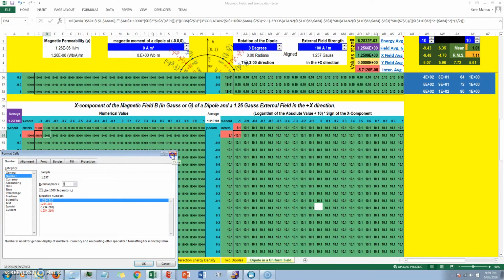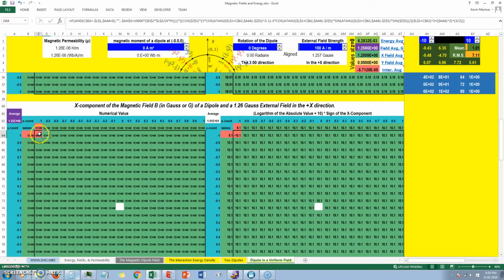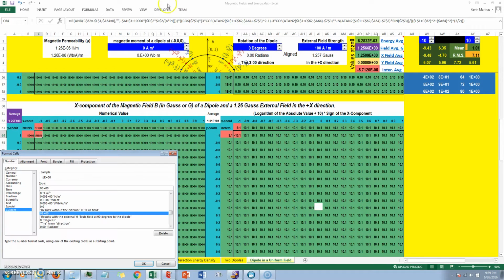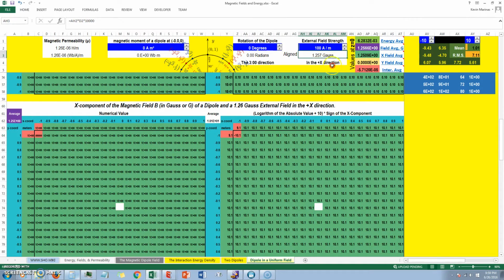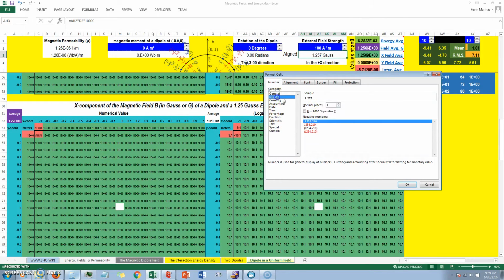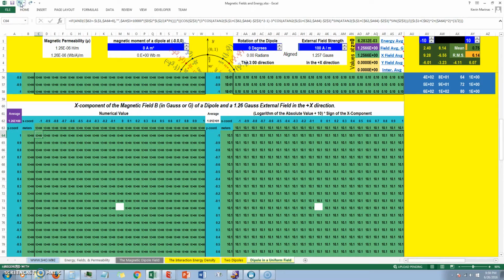That is, if you take 10,000 Gauss units, that's equal to 1 Tesla unit. Let's look at this one. So remember, I changed here. I made this negative. Now it says negative 1.257. Same here, except without the minus sign. Okay. So let's just undo that.